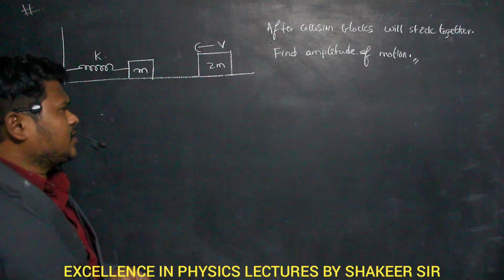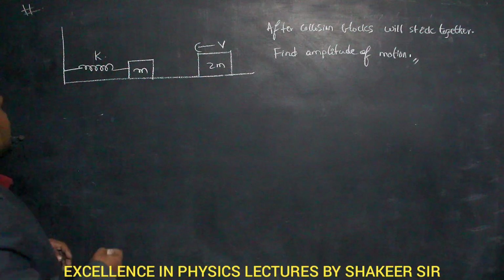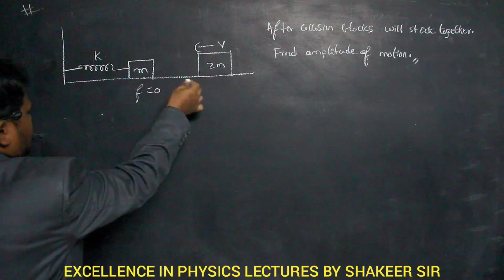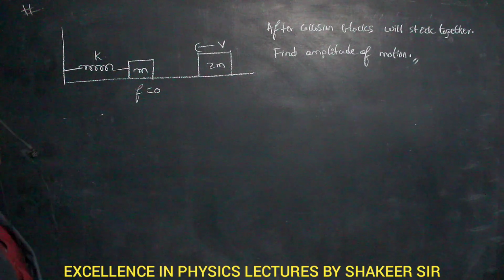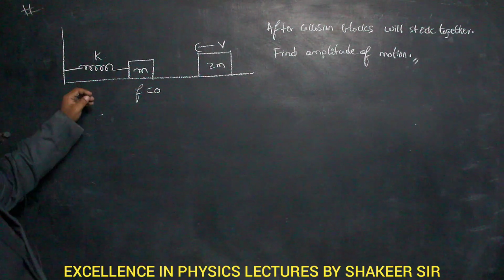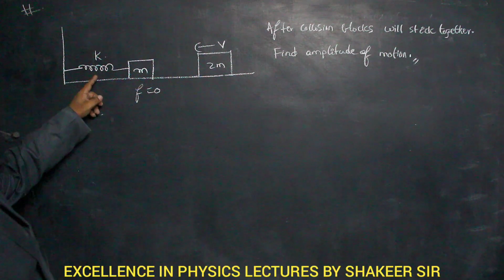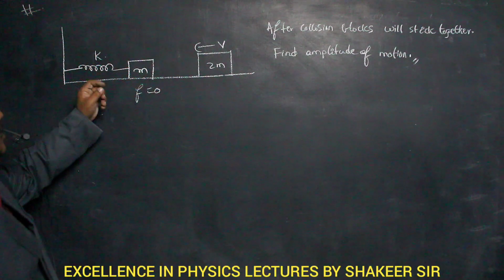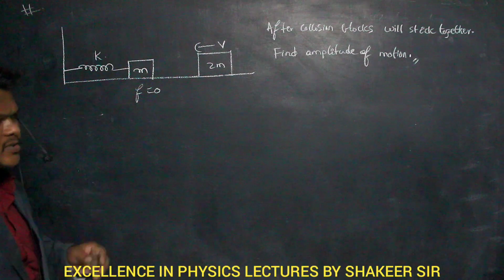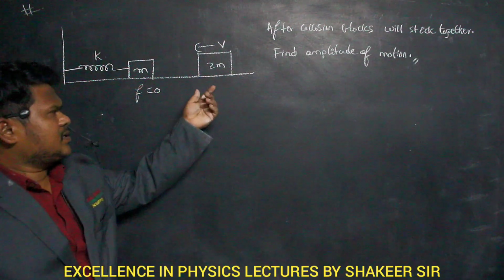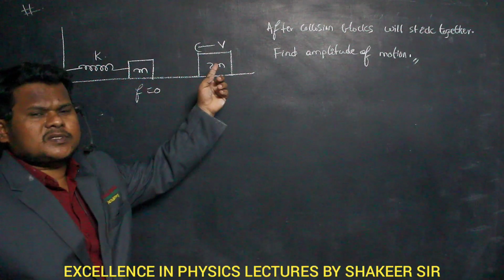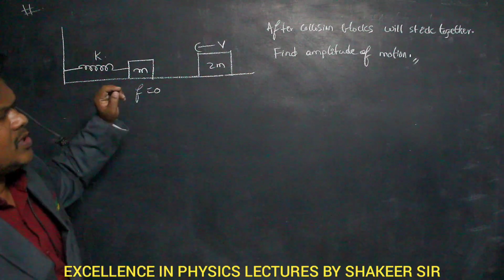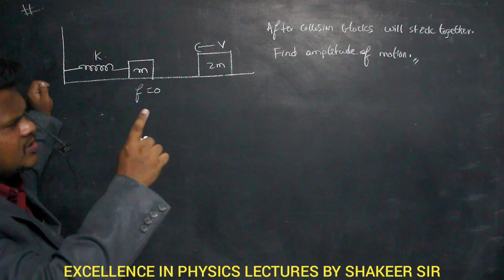Now let us see this question. This is a frictionless surface. All surfaces are considered to be frictionless. This is a spring whose spring constant is k, with a mass m attached, and initially the spring is in relaxed, or unstretched, position. Here there is a mass of 2m traveling with a velocity of v. It is given that after collision these blocks will stick together.